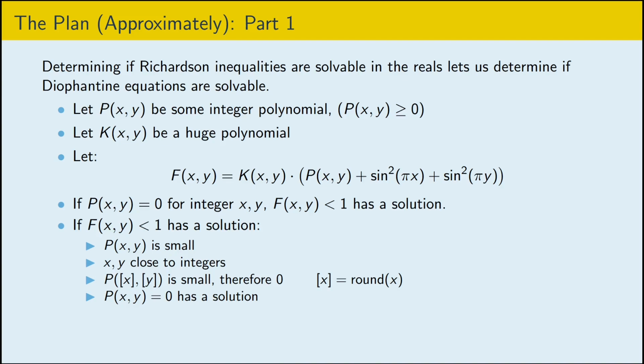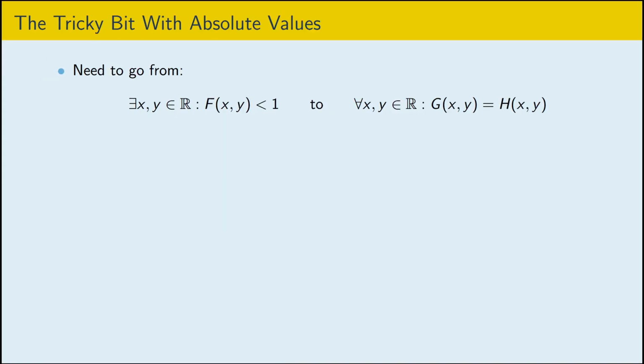But that's really only the first part of the proof. We're going to have to switch from reasoning about if Richardson inequalities have solutions to if two Richardson expressions are always equivalent. And this is where we do the tricky bit with absolute values. So again, we're not really interested in talking about if an inequality has a solution. We want something like, does this always happen? Are these two expressions always equal? Whereas an inequality having a solution is, does this ever happen? Does there exist solutions?